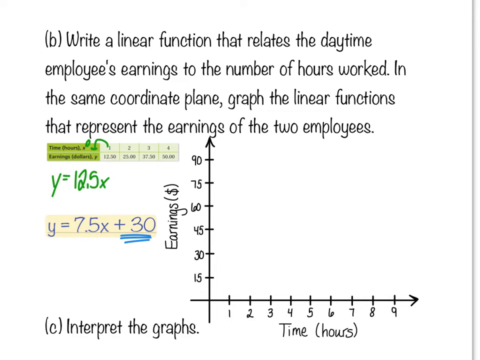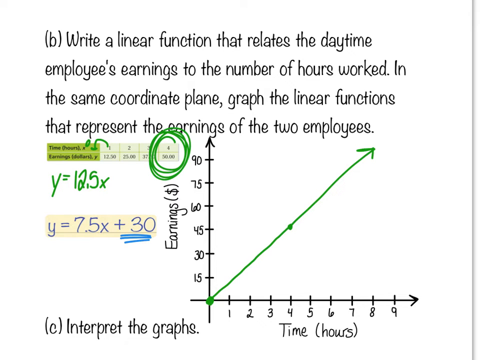So it wants us to graph these. For the daytime employee, they're starting at $0 if they work 0 hours, and they're going to go up 12.5 over 1. Now, hang on a second. Going up 12.5 is not going to be very nice, so I'm going to use this point right here. Going up 12.5 and over 1 is the same as going up 50 and over 4. And going up 50 over 4 is going to put us right around here, right above 45, about a third of the way between 45 and 60.